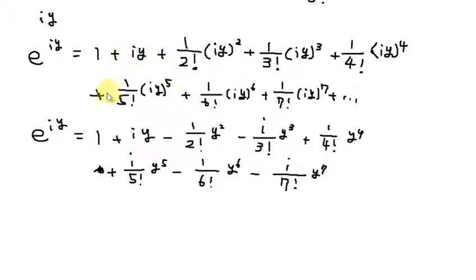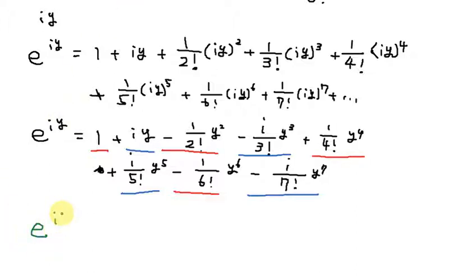Then do you agree that we can separate the terms which have i and the terms which don't have i? Okay, so we use a red line for the terms which don't have an i, and I use blue for the terms which have i. Then we can rearrange again.